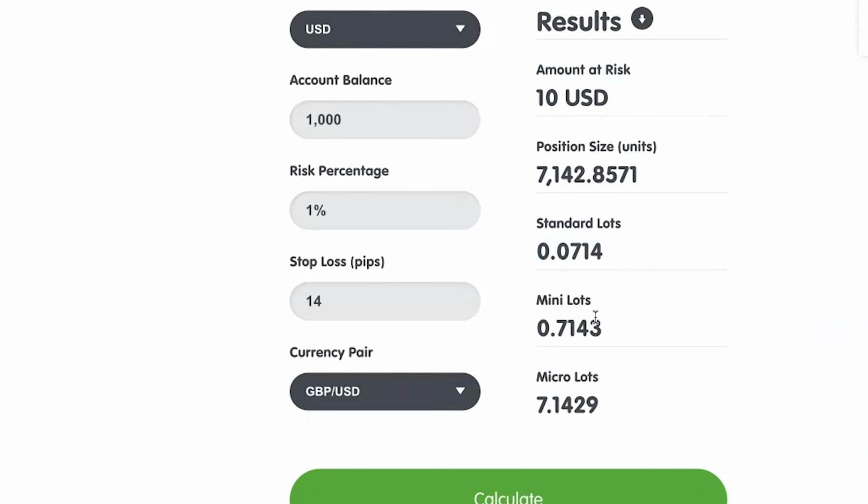So please kindly just ignore this one, because they're just repeating the exact same thing, what standard lot means.